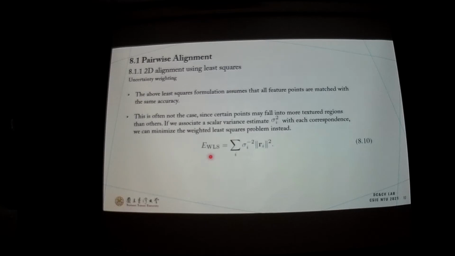In this case, we can have a scalar variance estimate of sigma r squared with each correspondence. By using an additional sigma parameter, we can use this scalar variance to finally estimate the weighted least squares problem. So we can get the formulation based on this equation, with an additional sigma_i to the power of minus 2 and still using the residual information, and this is how we estimate the weighted least squares problem under the condition that the feature points are not matched.